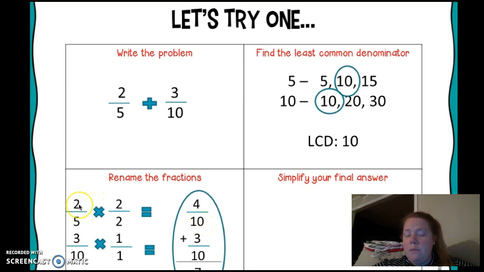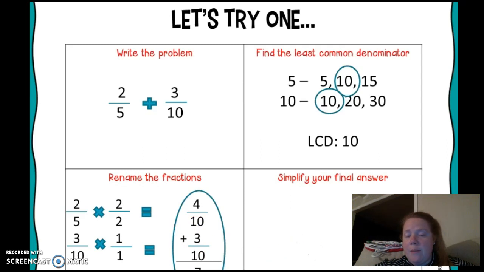You've got to do it to the top. 2 times 2 is 4. And then how many groups of 10 did it take to make 10 in the denominator? 1 group. 10 times 1 is 10. Do that same operation to the top. 3 times 1 is 3. Add those two things together. Remember, our denominator stays the same because it's the number of pieces. 4 plus 3 equals 7. Our new fraction is 7/10.